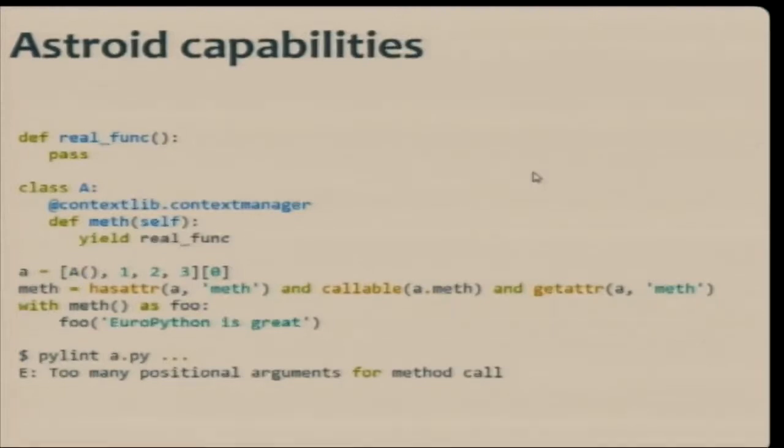And then the context manager is invoked, and the context manager will return real func, which has no argument whatsoever. And we're going to call that. And Pylint will say, hey, you use too many positional arguments in your method call. You should change that. So this is the kind of stuff that Asteroid knows about Python code, and Pylint knows about it as well.